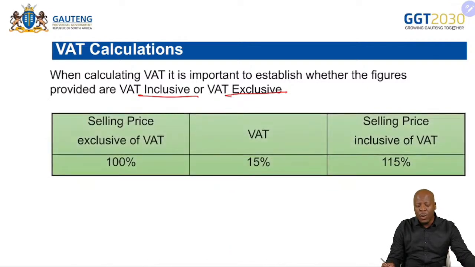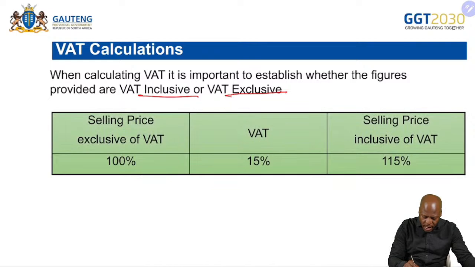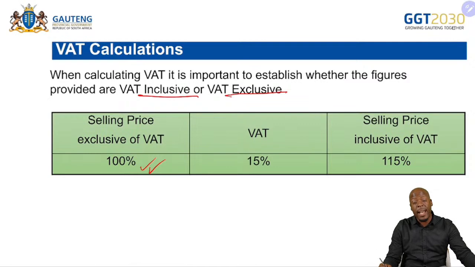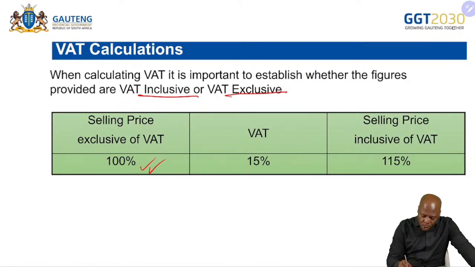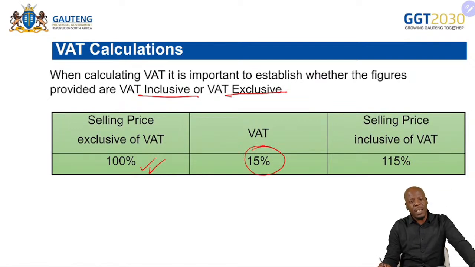Now, if you look on the next slide that I've just pulled up, you can see that whenever we have a selling price exclusive of VAT, it is always 100%. Exclusive means it does not include VAT, so it is 100%. But when it includes VAT, it changes. Why? It changes because of the VAT, which is the 15%. Remember, in this lesson, I'll be dealing with standard rated supplies, and my standard rated supplies are at 15%.